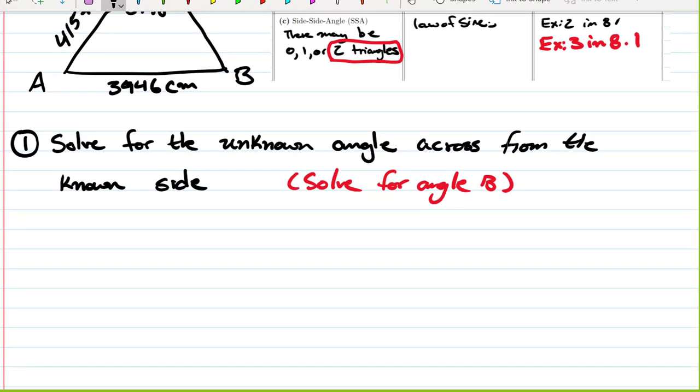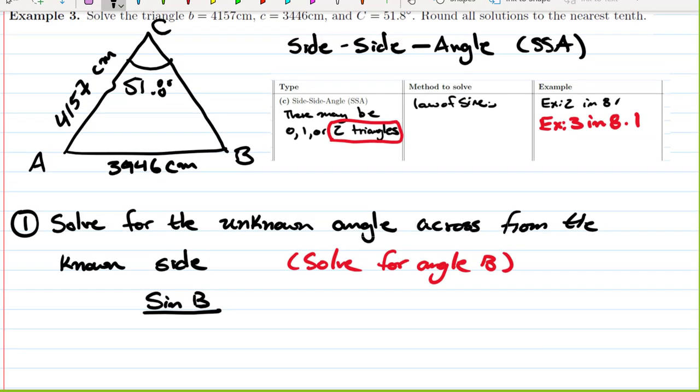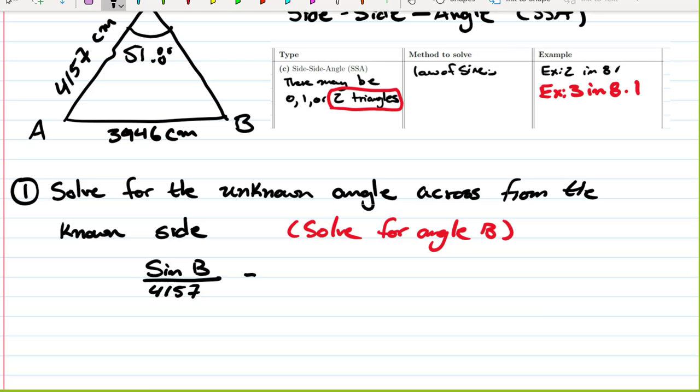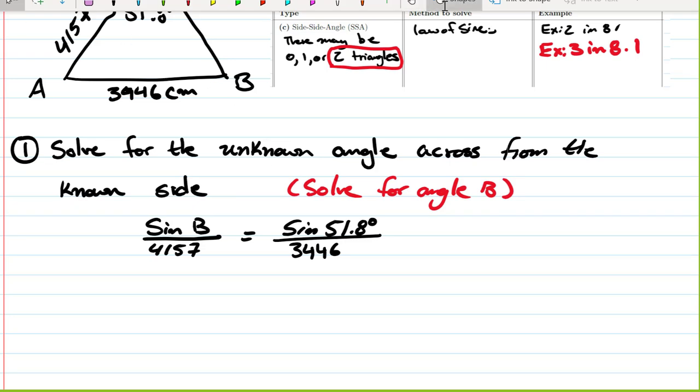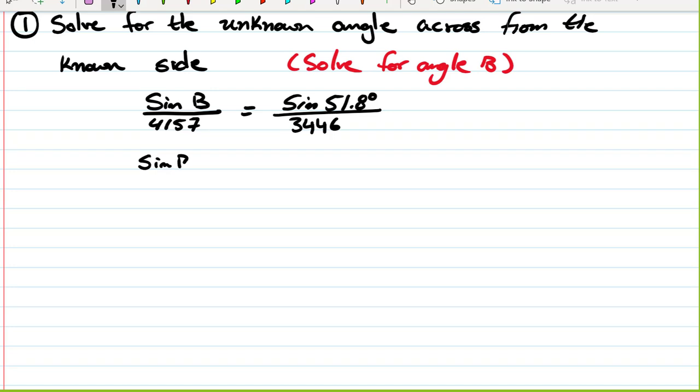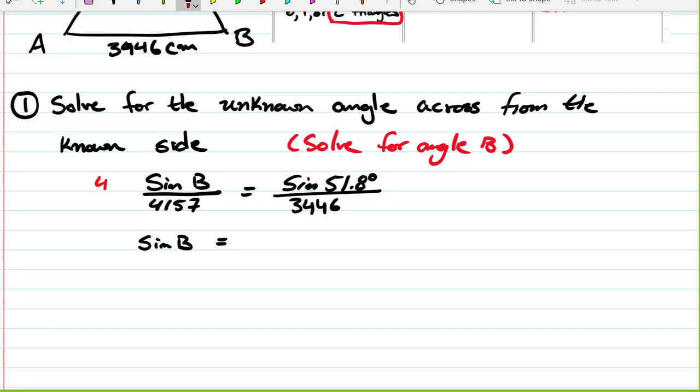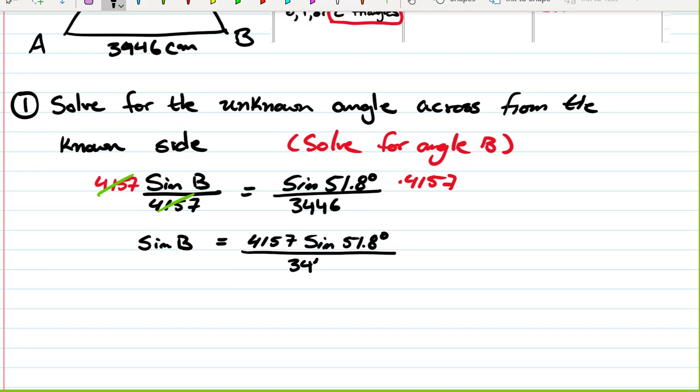Using the law of sines, we're going to have the sine of angle B divided by side B, which is 4,157, is equal to the sine of angle C, which is 51.8 degrees, divided by 3,446, which is side C. So we solve, getting sine B is equal to, by multiplying both sides of the equation by 4,157, and that reduces out the 4,157s, giving us sine B equals 4157 times the sine of 51.8 degrees all over 3446.